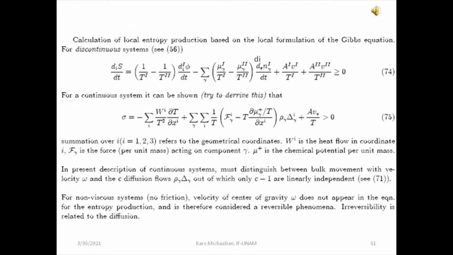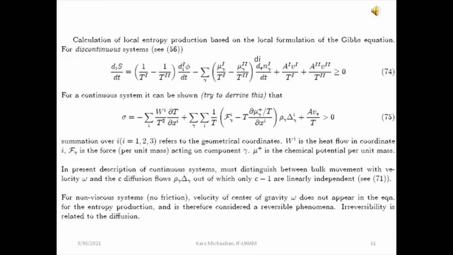So the first term here is W^i, with the superindex i representing the flow of heat in the coordinate i. So this i is the sum over the 3 coordinates x, y, and z of the system. And it is multiplied by a term, the partial derivative of the temperature T with respect to x. No, it can be x, y, or z, that's why the subindex i appears there, over the temperature squared. That first term corresponds to the first term in equation 74 for the flow of heat, flow of energy through the system.